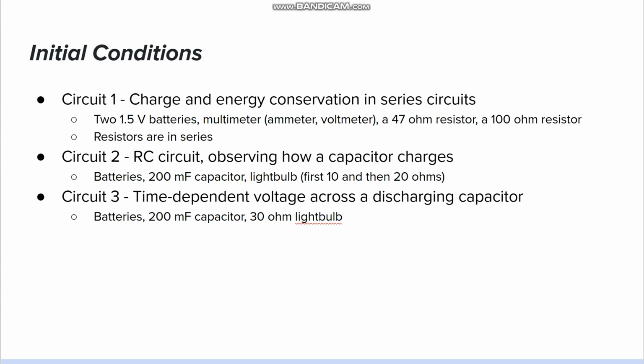Initial conditions. The initial conditions for this lab can be broken into Circuit 1, Circuit 2, and Circuit 3. For Circuit 1, there are two 1.5 volt batteries, the multimeter, ammeter, voltmeter, a 47 ohm resistor, a 100 ohm resistor, and the resistors are in series. For Circuit 2, the initial conditions are batteries, a 200 mF capacitor, and two light bulbs, the first a 10 ohm and the second a 20 ohm. And for Circuit 3, the initial conditions are once again batteries, the 200 mF capacitor, and a 30 ohm light bulb.